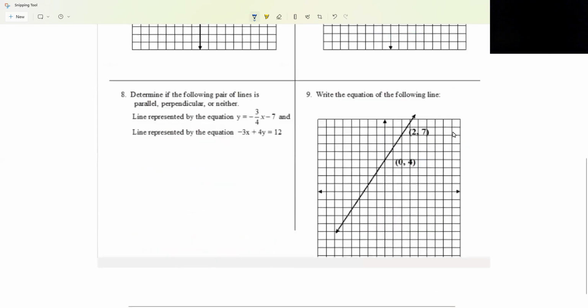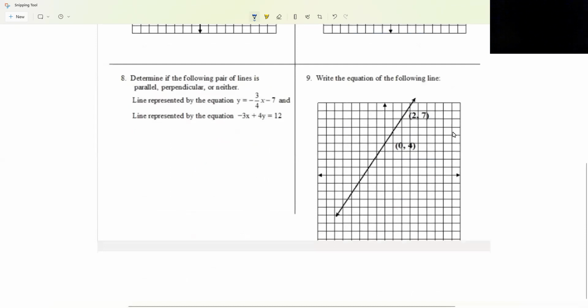Next one you got here is determine parallel, perpendicular, or neither. Okay, remember, parallel lines have the same slopes. Okay, perpendicular lines have slopes that are negative inverses of each other. If it's not parallel, it's not perpendicular, then it's neither.